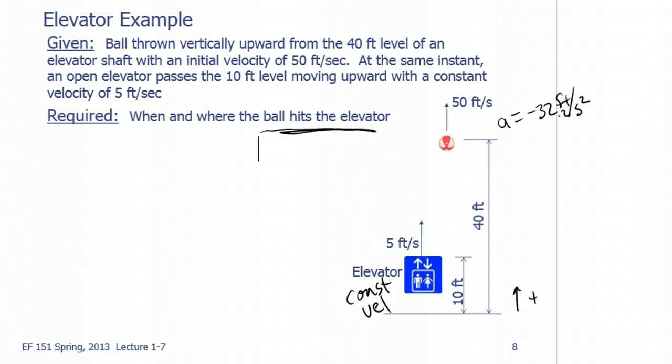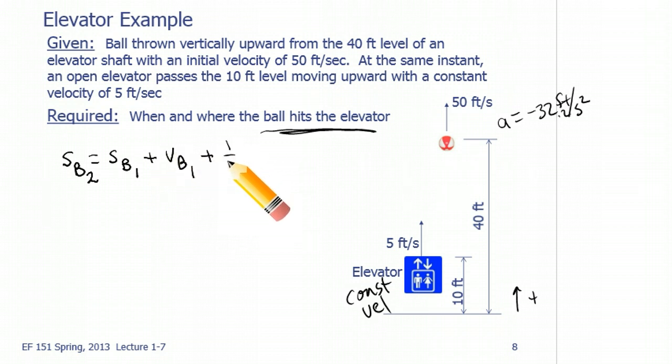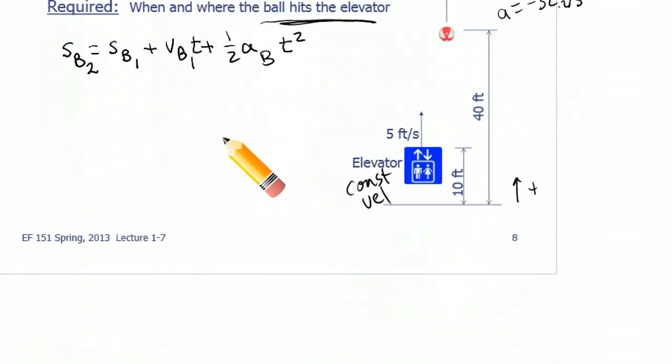Alright, close out Excel. Let's work the numbers here. Let's write an equation for the position of the ball. We'll label that S sub B, and it's going to be the initial position of the ball. I will use 2 for when they hit and 1 for initial, and the initial velocity of the ball plus 1/2 the acceleration of the ball times the time squared. And I forgot the time in here.